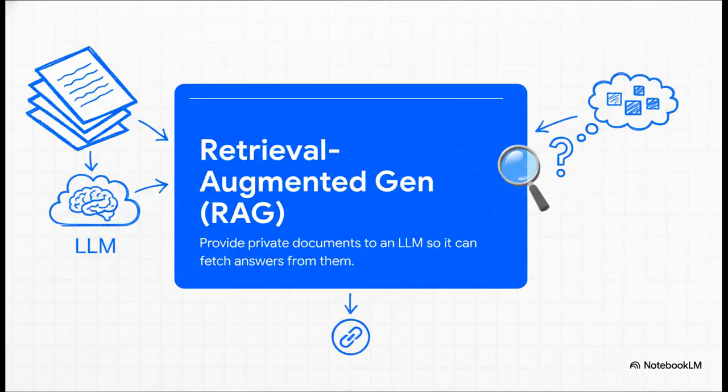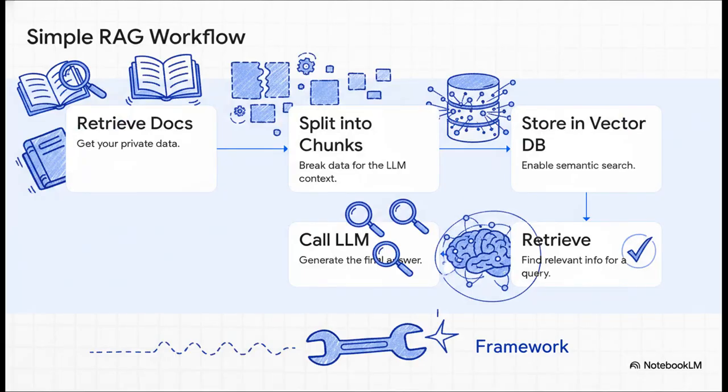So, the solution is this really cool technique called retrieval augmented generation, or as everyone calls it, RAG. The whole idea is pretty simple. You basically give the LLM your documents so it can look things up, or retrieve the info, to answer very specific questions. Now, making a RAG system work involves a few steps like these. You've got to get the docs, chop them up into smaller pieces, store them somewhere you can search easily, and then pull out the right pieces when a user asks a question.